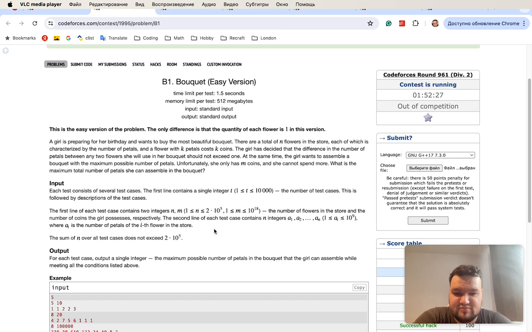Right, so we have some flowers with given number of petals. We want to choose some subset of them with sum of a_i as big as possible but not exceeding m, and in that subset all the numbers should be different by at most 1. So like maximum minus minimum should be either 0, so all the numbers are equal, or 1. We have like smaller and larger, and they're different by 1. Okay, that's the easy version.